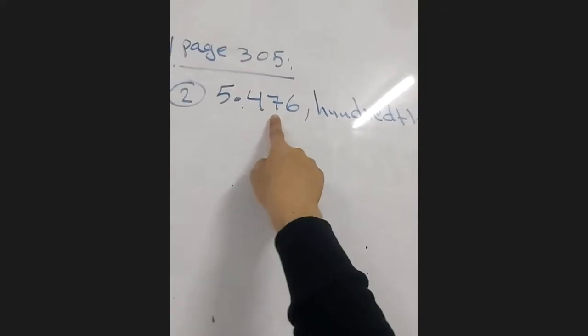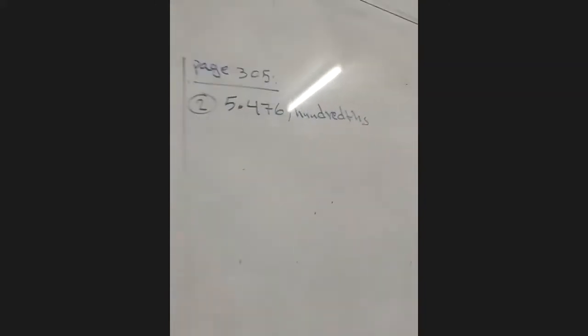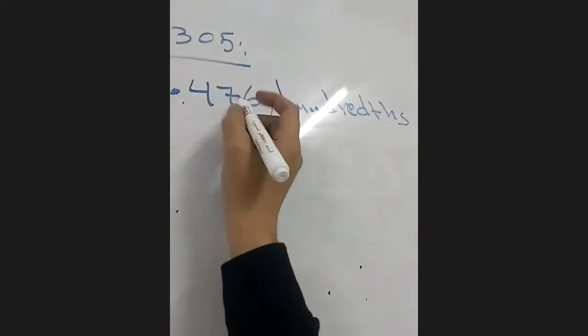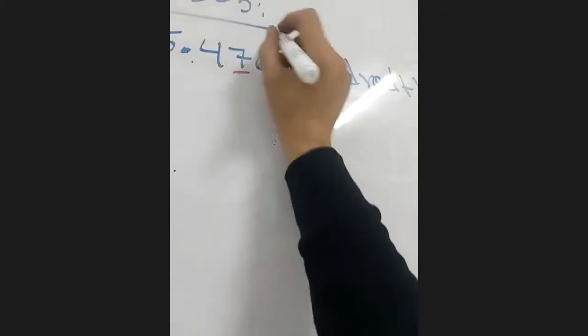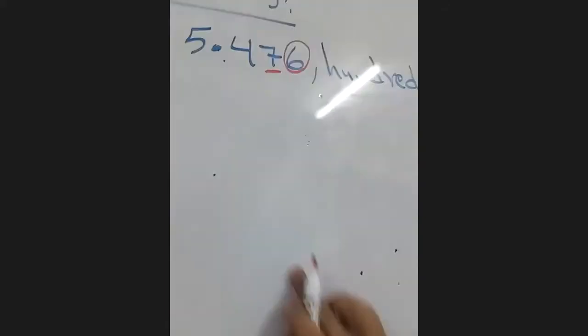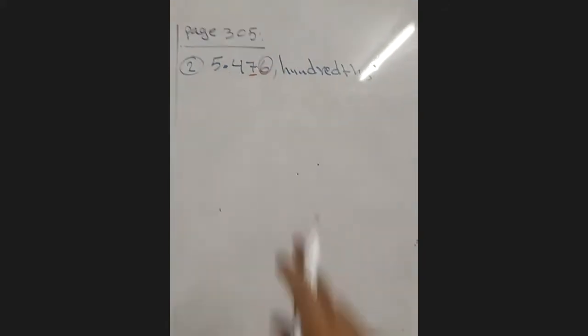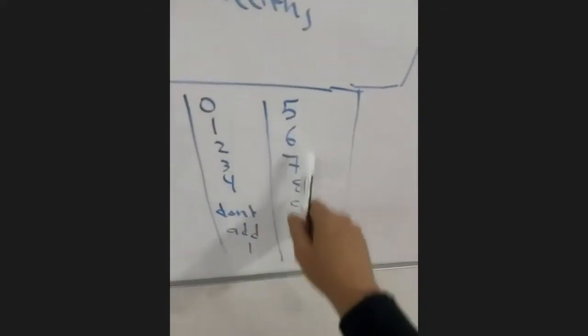So I want to round the 7. I'll take a look at the number after the 7. I will select the number. This is the hundreds. And I will take a look at the number after the 7, which is the 6. The 6 is here. So we add 1 to the wanted digit, which is the 7.